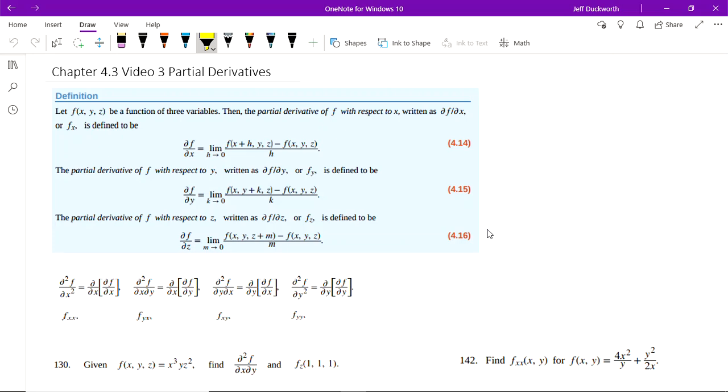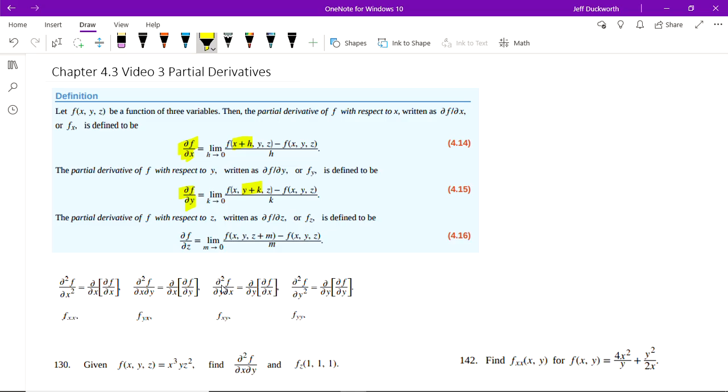All right, so as promised, here's the definition where we've got a function with three variables and how to deal with it. It looks like the same limit function that we had before, only there's a z thrown in there as well. So again, the first one here, we're only doing with respect to x, so it's x plus h, and then the y and the z don't change. Same thing for the y. You take the derivative with respect to y means we take the y and add some variable instead of h. Now we're using k and so forth.